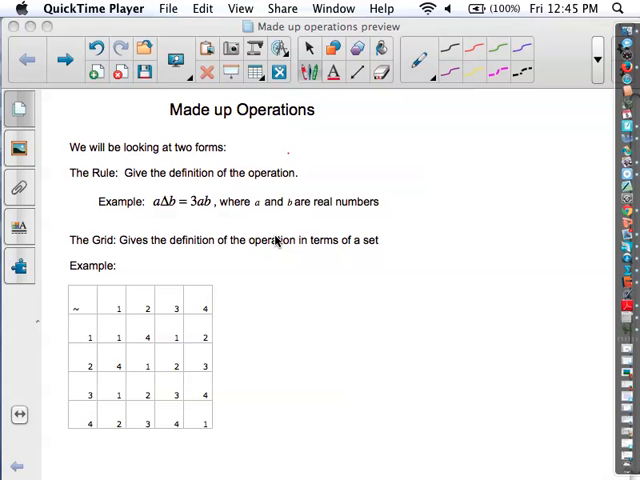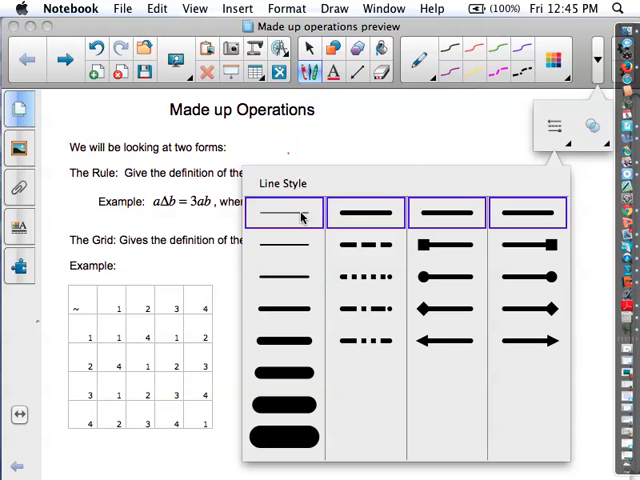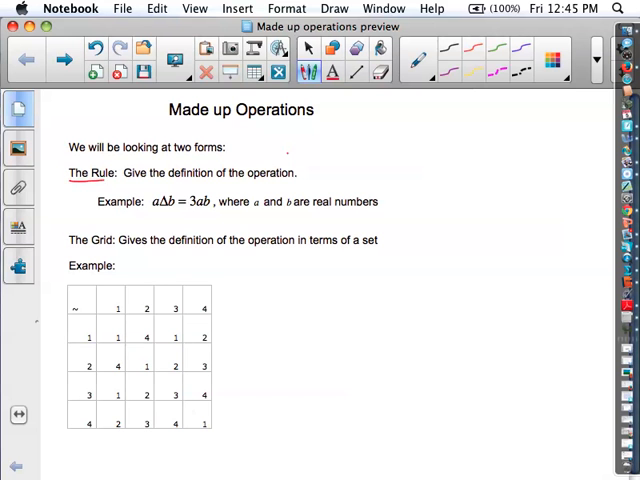You're very familiar with the four operations: addition, subtraction, multiplication, and division, and you will try to fit this process into those molds. However, I'm going to warn you, a made-up operation is just that. There are two types that we'll be looking at. One is a rule, and the rule actually gives the definition of the operation.